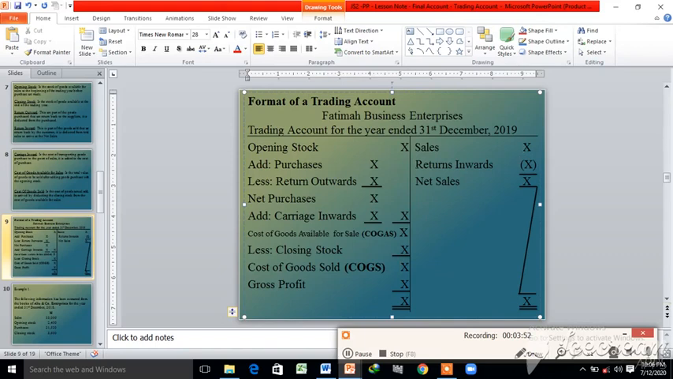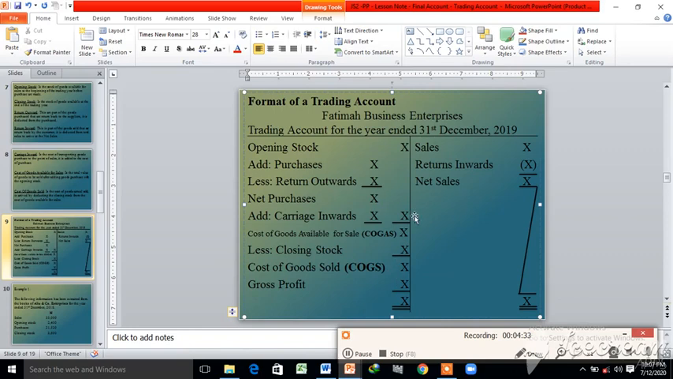If we have return inwards in the question, deduct it from sales. This bracket sign simply means less in bookkeeping. So subtraction of these two, we have net sales. Now, to determine gross profit or gross loss: gross profit arises when net sales is greater than cost of goods sold. Whereby the net sales is less than cost of goods sold, we have gross loss on the credit side.